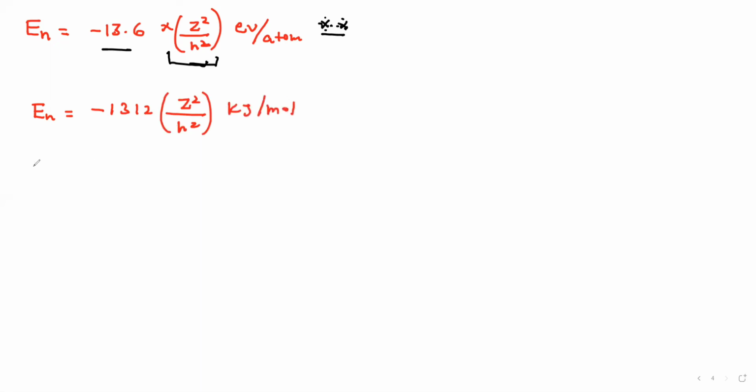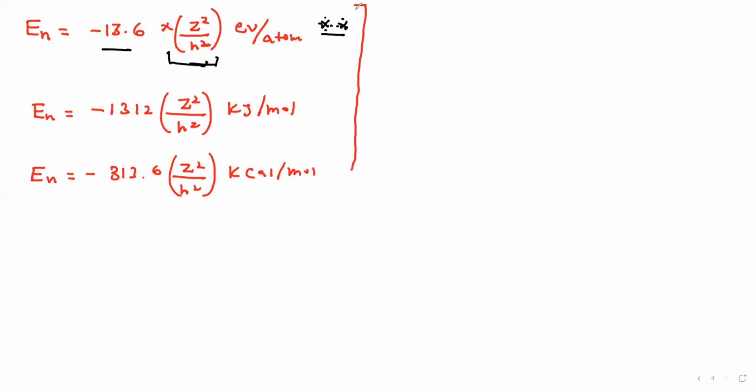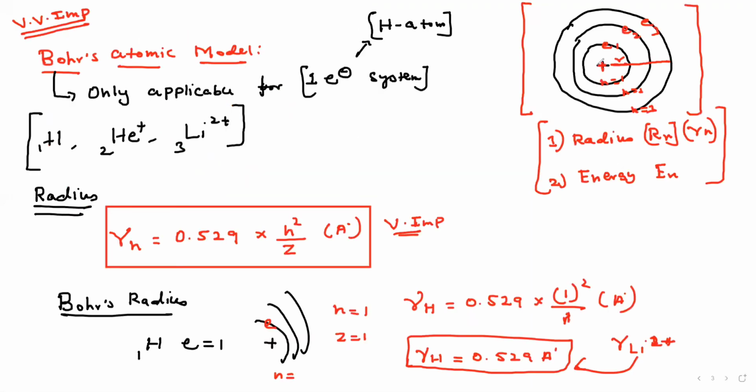One more formula is also available: En equals minus 313.6 times Z square by n square, in kilocalorie per mole. These are three very important formulas, but from the exam point of view, the first formula is very, very important compared to the other two. Now, we find out the energy of this shell, and similarly the radius of the nth orbit.